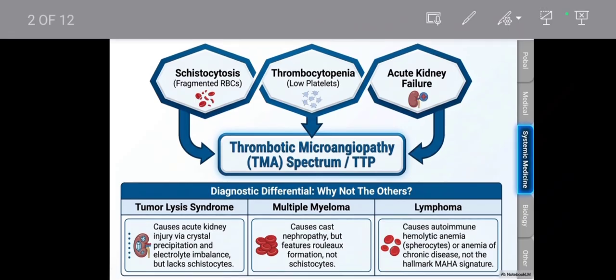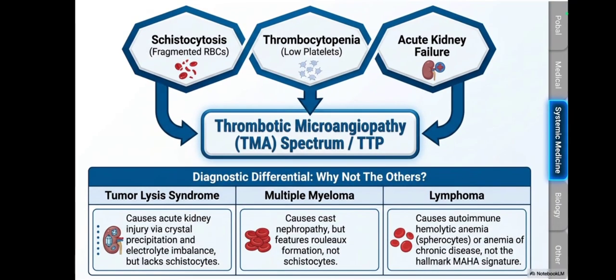So let's start. Our first case involves a patient with acute kidney failure. On a blood film, we observe schistocytosis or fragmented red blood cells and thrombocytopenia. This combination is the hallmark signature of microangiopathic hemolytic anemia, abbreviated as MAHA. When paired with acute kidney failure, it points to a thrombotic microangiopathy (TMA) spectrum disorder. Most notably, thrombotic thrombocytopenic purpura.